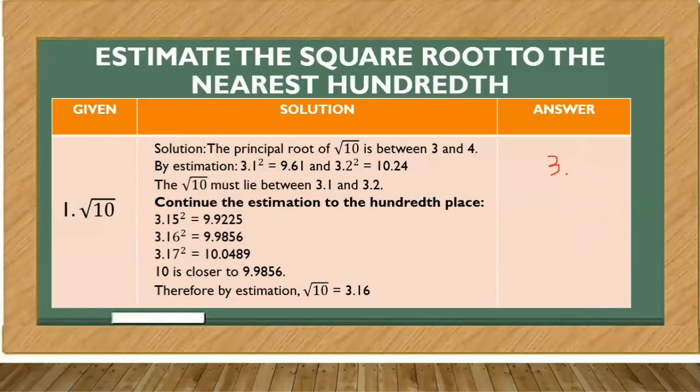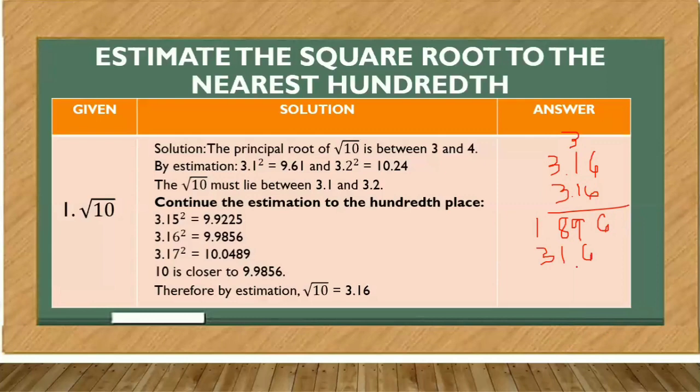Alright? So, 3.16 square. Pag sinabing square, doble. Imumultiply mo sa sarili niya ng 2 beses. So, it means 3.16 times 3.16. 6 times 6, 36. Carry 3. Then, 6 times 1, 6 plus 3, 9. Then, 6 times 3, 18. Next, 1 times 6, 6. 1 times 1, 1. 1 times 3, 3.